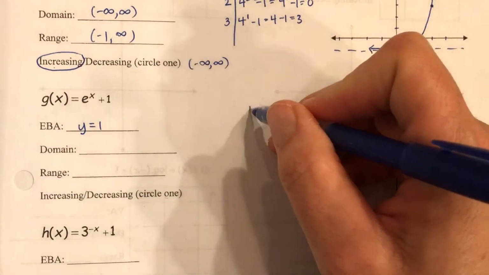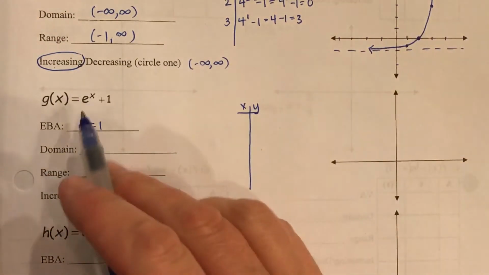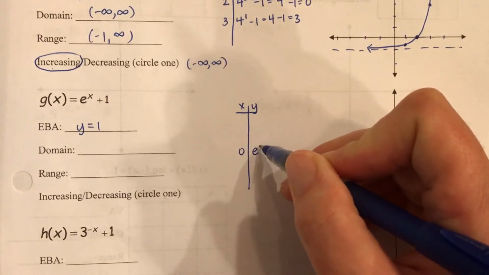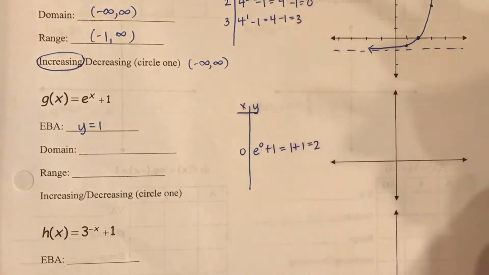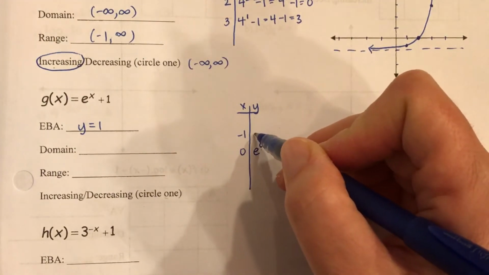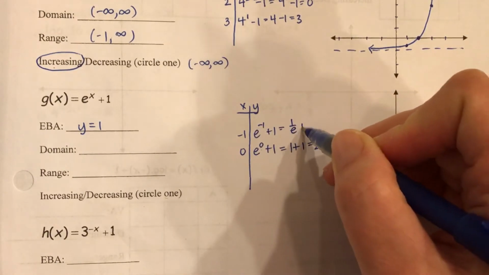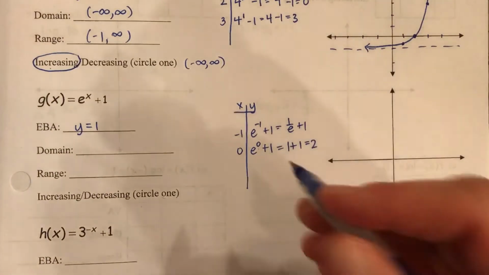And I'm going to do my little x and y chart to get my little brain on straight here. What would make this a 0? 0. So then I would have e to the 0 plus 1, which is 1 plus 1, which is 2. And then I'm going to go less than that. So if I put e to the negative 1 plus 1, that is 1 over e plus 1. And so that right there, you can just use your calculator to get a decimal.